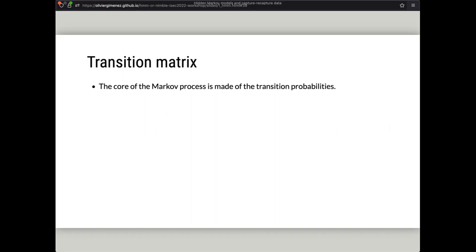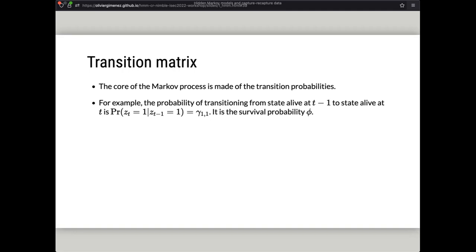So the engine of a Markov model is what we call the transition matrix. Basically, it's just putting everything in a table. We're gathering the probabilities of transition from one state to the other, from one winter to the other. For example, the probability of transitioning from state alive at t minus 1 to state alive at t is, in some notation, the probability that z_t is equal to 1, so alive at t, given that you were alive at t minus 1, so z_t minus 1 was 1. Okay, it could be indexed by i, the individual i, but for simplicity here, we just use the time index. And we're going to denote that gamma 1,1, the transition probability gamma 1,1. So in our case, it's phi, but in other examples, that's going to be something else, okay?